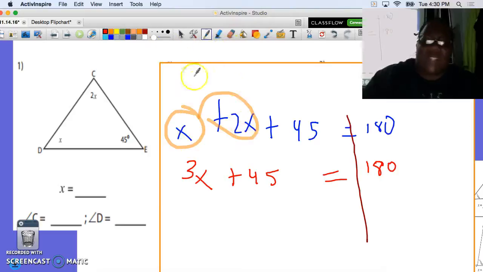Anyway, classic rock. So in order to start getting x by itself, I'm going to remove 45 by doing the opposite of what I see.